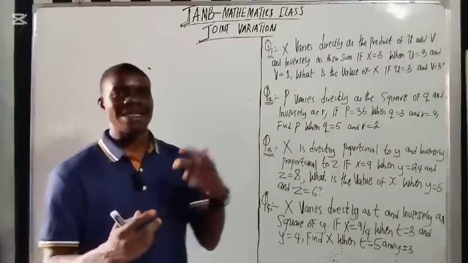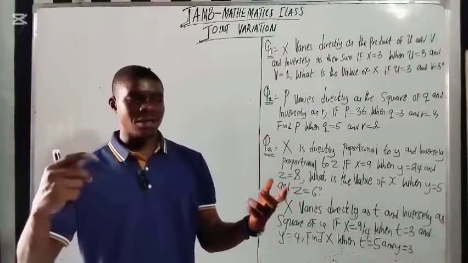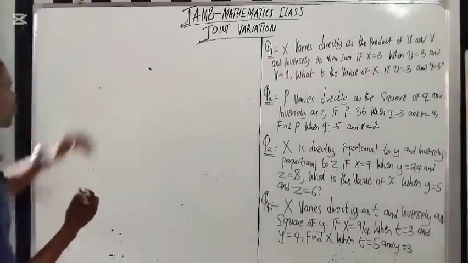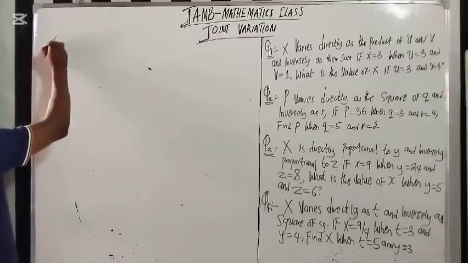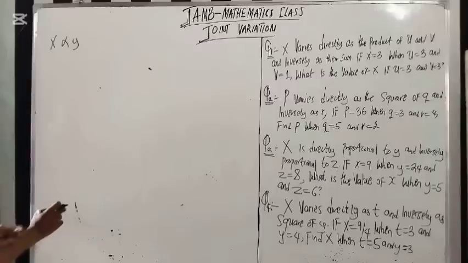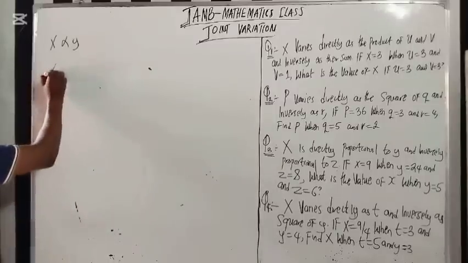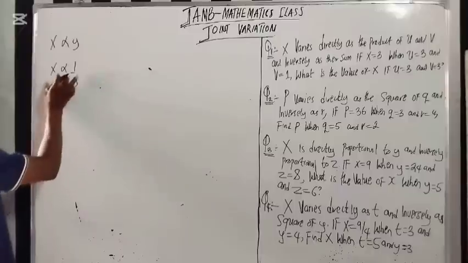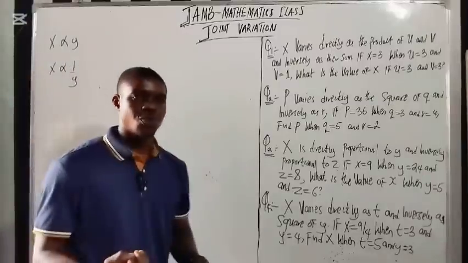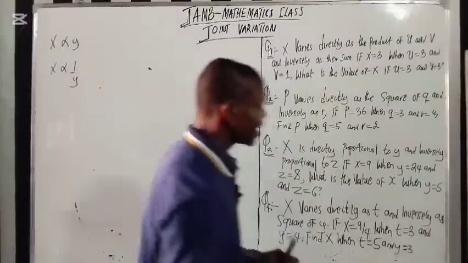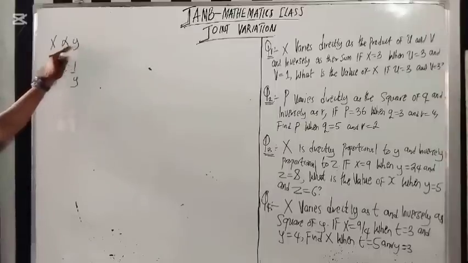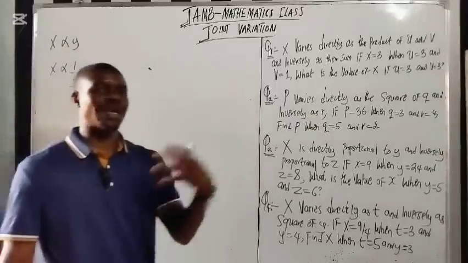Joint variation combines direct variation and inverse variation. So remember, when it comes to direct variation, that is, S is directly proportional to Y, it is called direct variation. For inverse variation, S is inversely proportional to Y. This is called inverse variation. Now when it comes to joint variation, S is directly proportional to Y, and S can also be inversely proportional to another quantity.